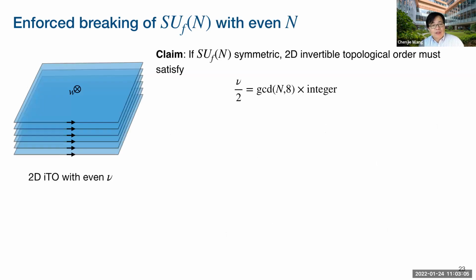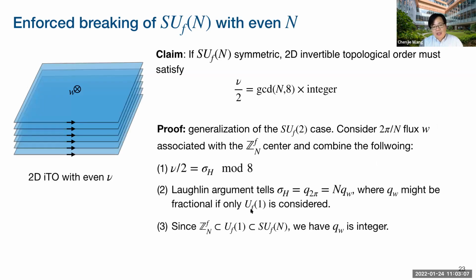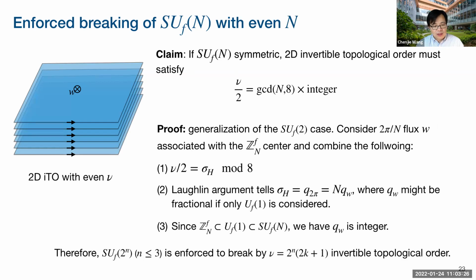This argument can be generalized to SU(N), and the argument is very similar, except there are some extra things you need to consider. But then at the end, you get some equation, a consistency equation, in order for the SU(N_f) symmetry to be compatible with integer quantum Hall states. And then if they are incompatible, we get the example that enforced symmetry breaking occurs.